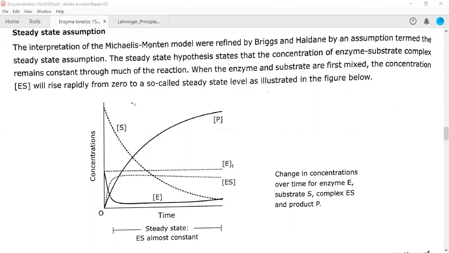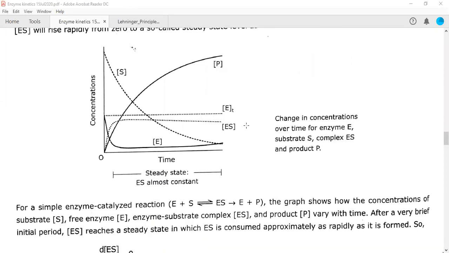The interpretation of the Michaelis-Menten model was refined by Briggs and Haldane, who gave this steady state assumption. I also told you in the last class, this was given by these two scientists, Briggs and Haldane, in 1925. The steady state hypothesis states that the concentration of enzyme substrate complex will remain constant through most part of the reaction. And when the substrate is consumed, only then will it start decreasing. So much of the reaction shows a constant value of this intermediate. Okay, fine. So this is actually called the steady state.